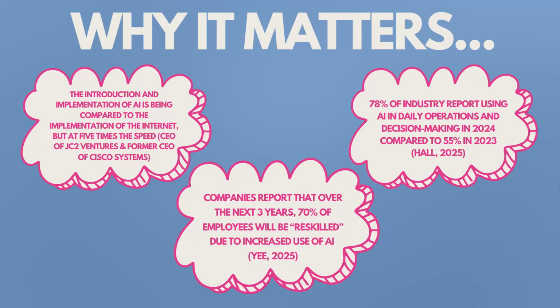Companies also report that over the next 3 years, 70% of employees will be reskilled due to increased use of AI. So think about that. It's important that if that's happening now, we start this work right now because can you imagine what's going to happen by the time our students are in the workforce? And then 78% of industry report using AI in daily operations and decision making in 2024 compared to 55% in 2023. So, again, a huge jump.